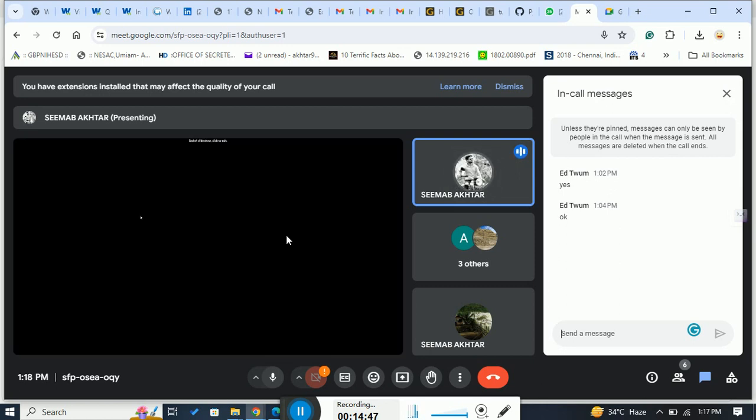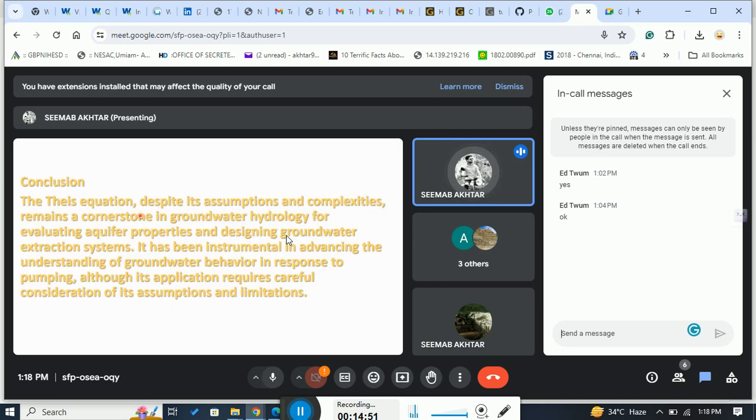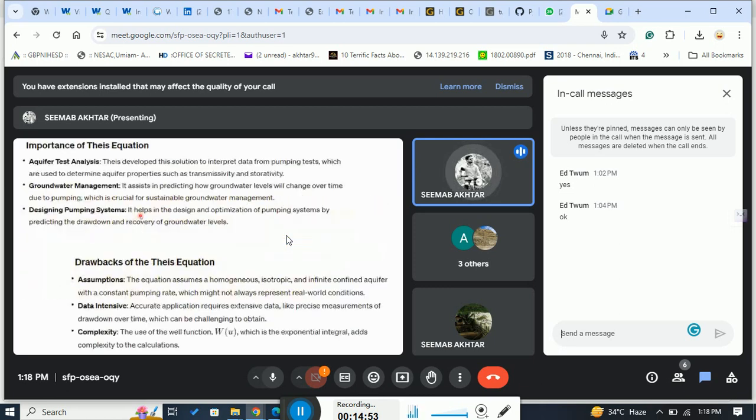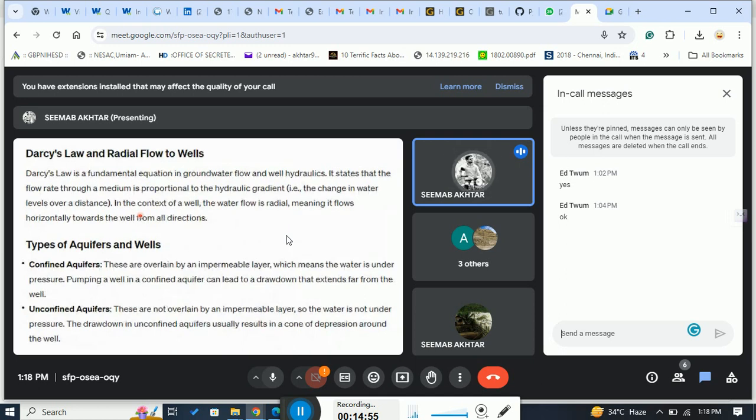Okay, this is a brief overview of your aquifer model. There are basically two types of aquifer: one is confined and another is unconfined. Okay, we have understood that now.